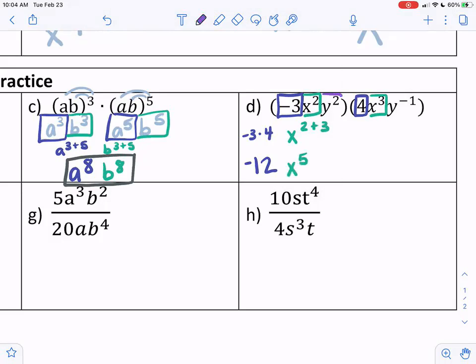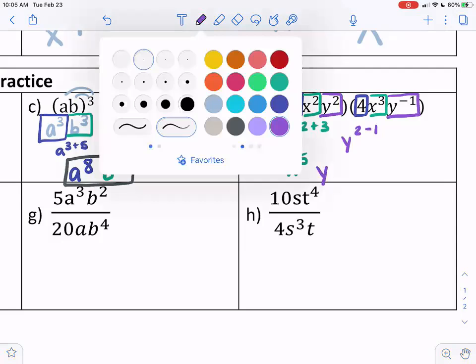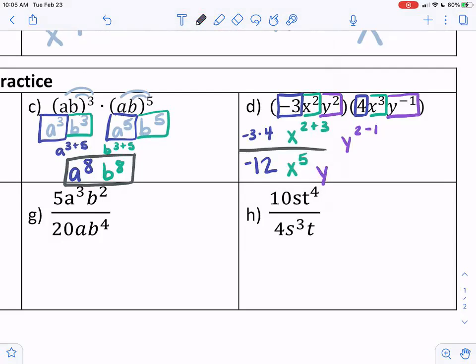I've got a y squared and a y to the -1st. So I'm going to do y squared minus 1 because we've got that negative exponent. 2 take away 1 is 1, so we just write it as y. You don't ever have to write any exponents to the power of 1 because they are themselves. So my final solution would be -12 x to the 5th y.